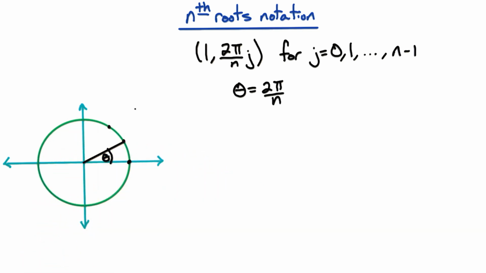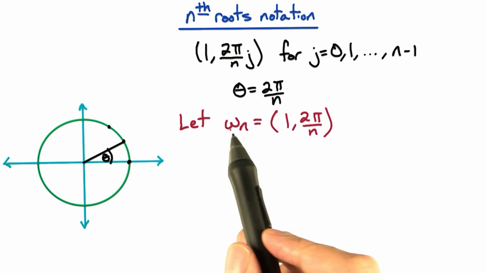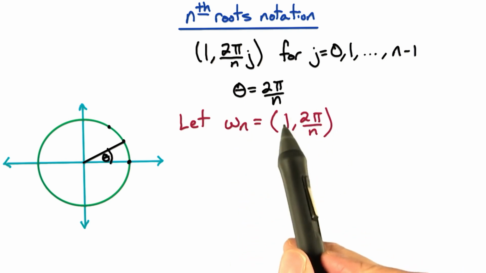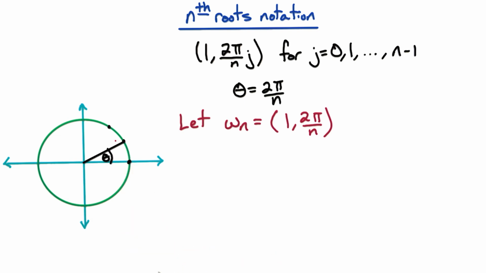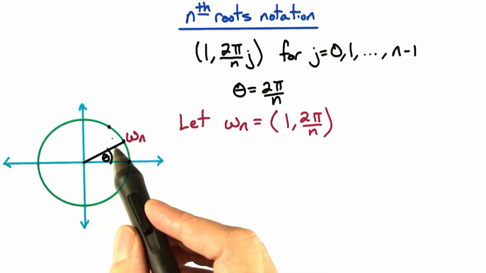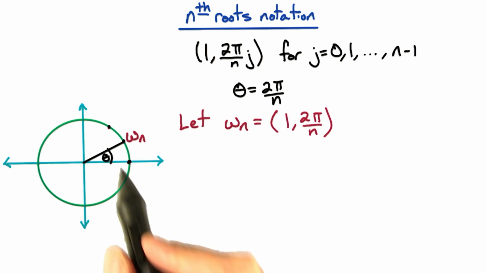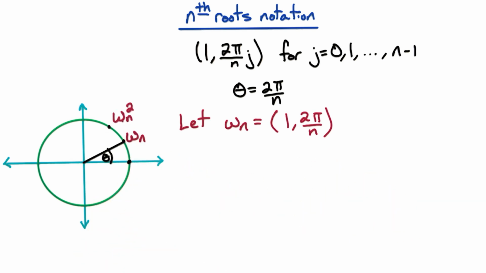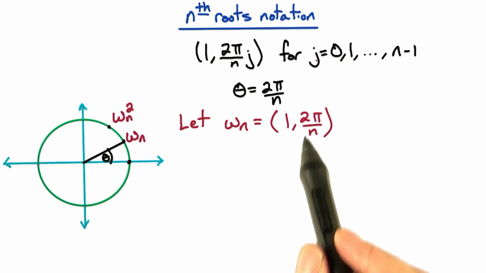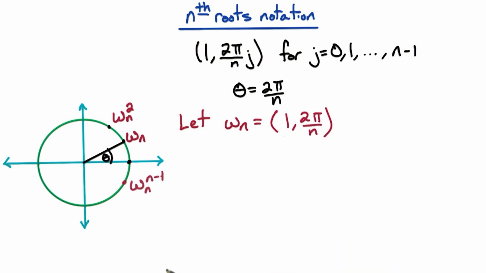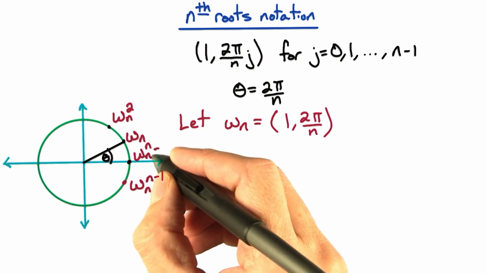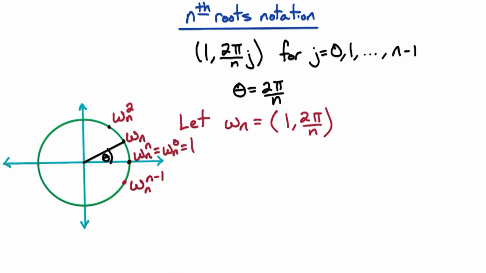Let's introduce a little bit of notation to make it more convenient for expressing these nth roots of unity. Let omega sub n denote the point corresponding to j equals 1. So it's the one right here. Now what does the next point correspond to? Well, we just doubled the angle, so it's just the square of omega sub n. The next one is going to be the cube of this point, and the jth point is going to be the jth power. So the last one is going to be omega sub n to the n minus 1 power. And then we have omega sub n to the nth power, which is the same as omega sub n to the 0 power, which is the number 1.